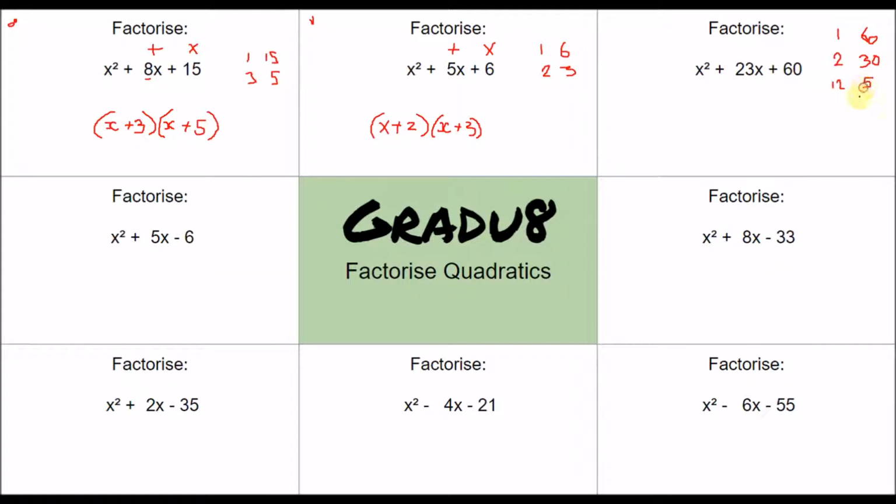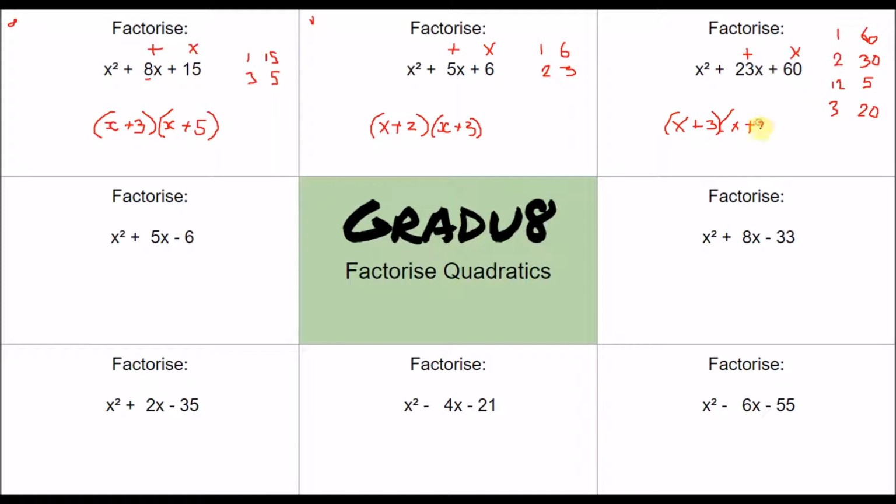That's why it's so important to know those basics in maths to make sure that we've got them at all possible opportunities. Aha! So 3 times 20 is 60. Remember, this is our timesing one. What adds together to make 23x? Well, it's these two. So you're going to have x add 3 in one bracket and x add 20 in the other.